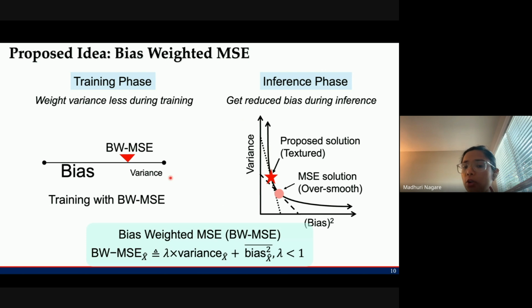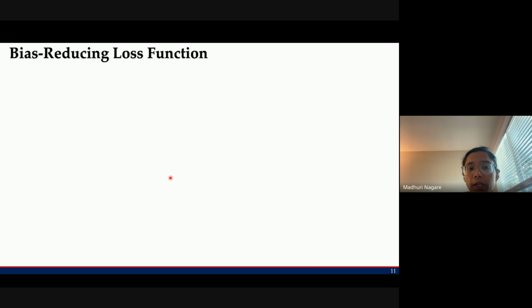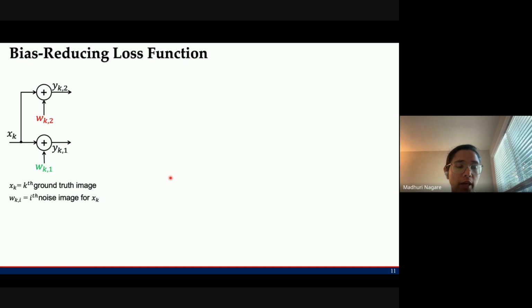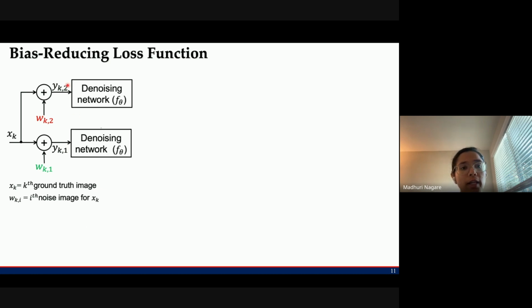Now, the question is, how do we realize this bias weighted MSE in a neural network or with a loss function? So this is our network which realizes this metric. We start with the ground truth image X, and then we add two independent noise samples to the same ground truth image xk, and then we get two noisy input images yk1 and yk2, and then we pass them through our denoising network.